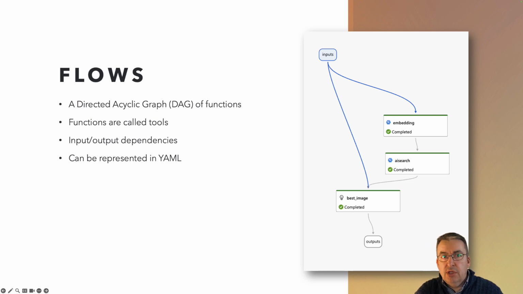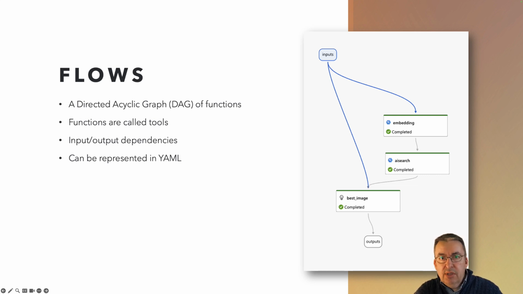So in this case, you see an input. The input is going to an embedding node. We then use that embedding in a search. Then we use that search result in an LLM call, and we finally get an output. And we'll build something similar to what you see here in the rest of this video.